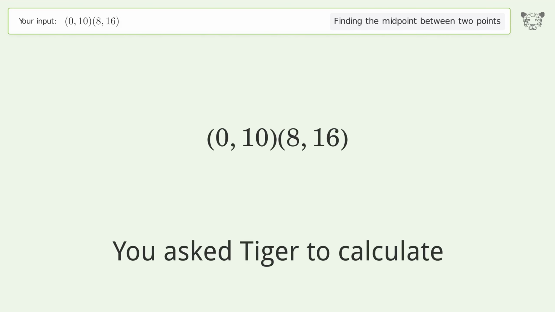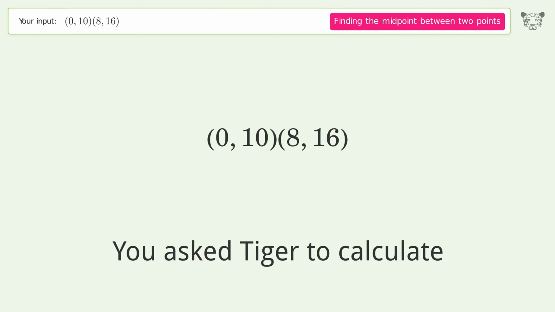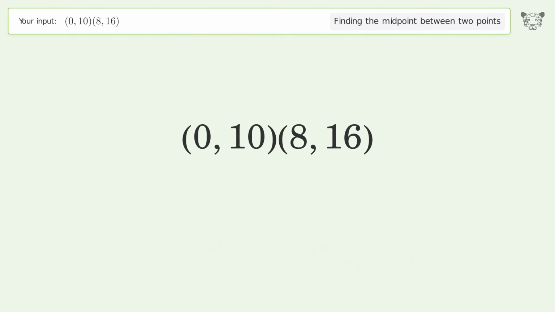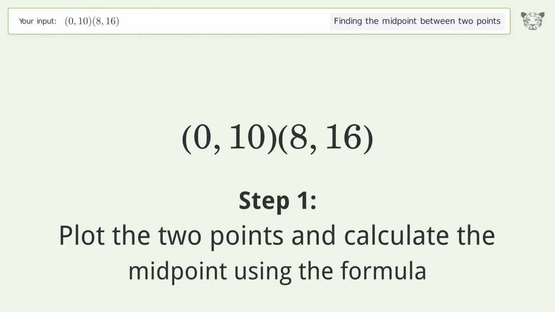You ask Tiger to calculate. This deals with finding the midpoint between 2 points. The midpoint between the 2 points is 4,13. Let's solve it step by step. Plot the 2 points and calculate the midpoint using the formula.